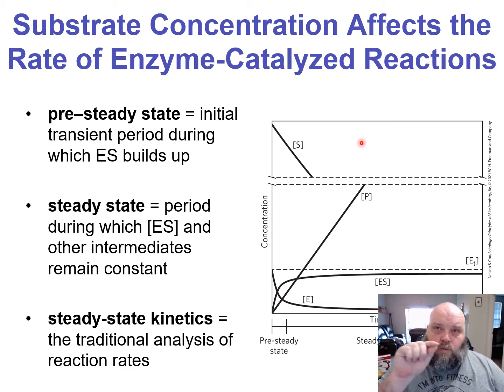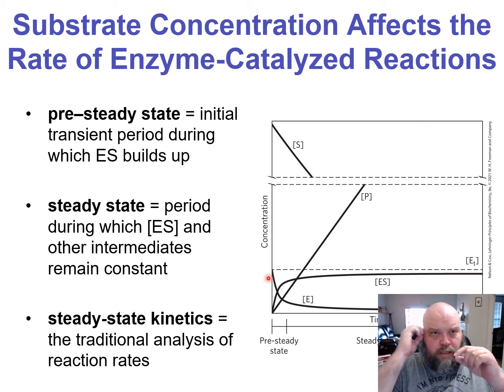If you graph out concentrations on an XY axis, the Y axis is the concentration of enzyme, substrate, and product. And along the X axis, the steady state is time. How much time is going on? Well, what we see here is that there is initially a very, in my mind, chaotic time. Enzyme and substrate are in the reaction mix together, in that volume, that area together.